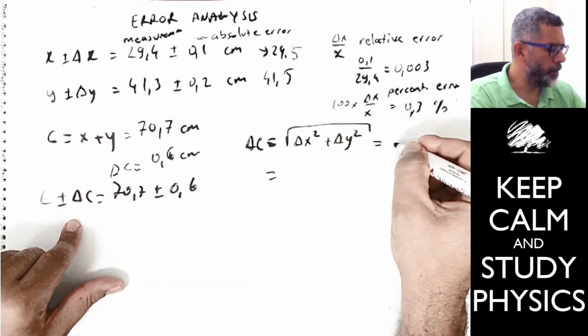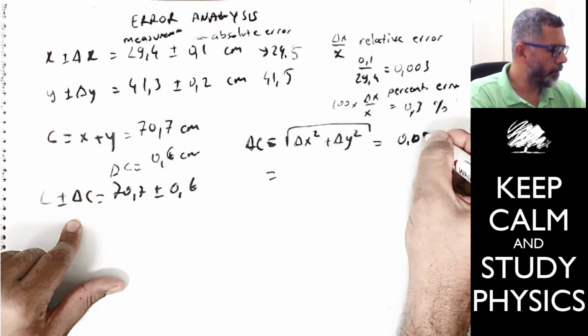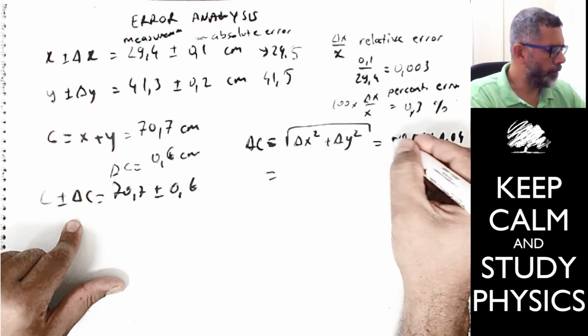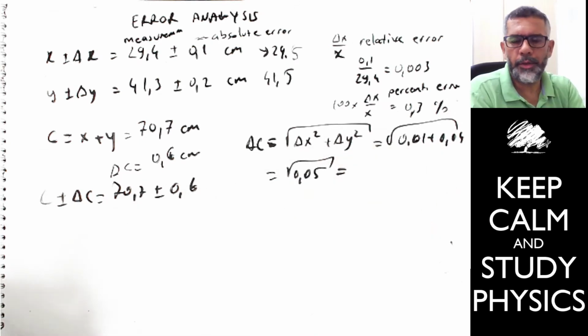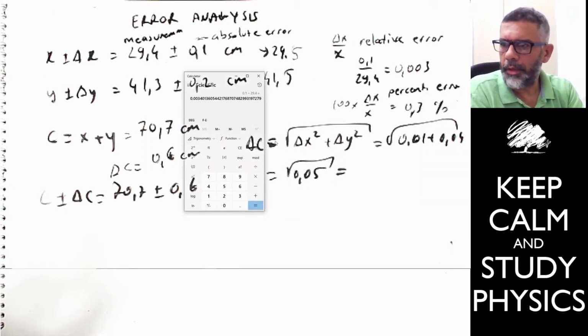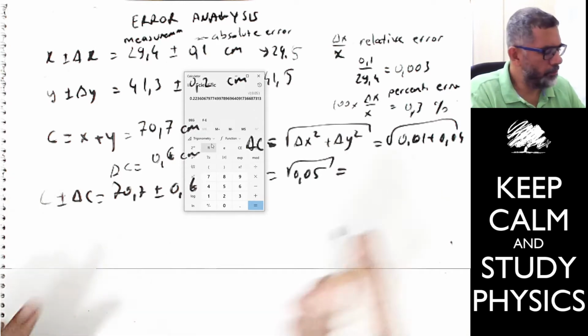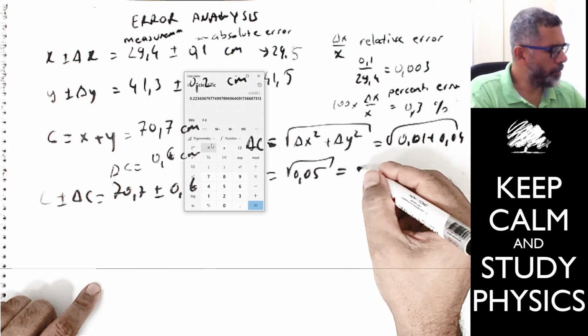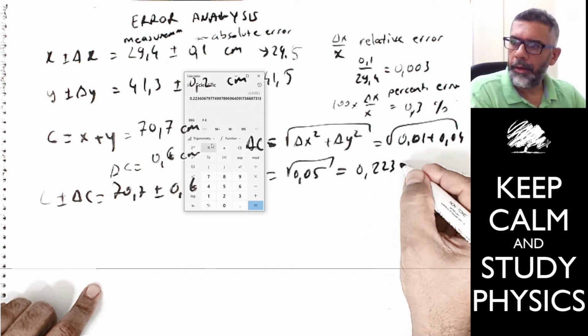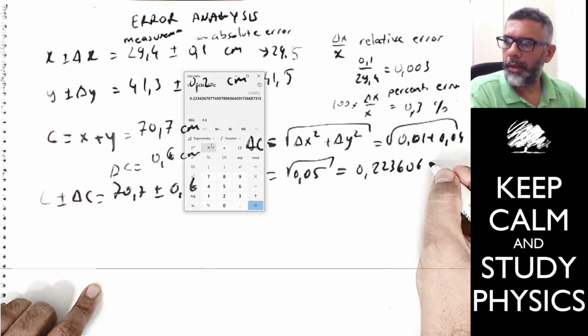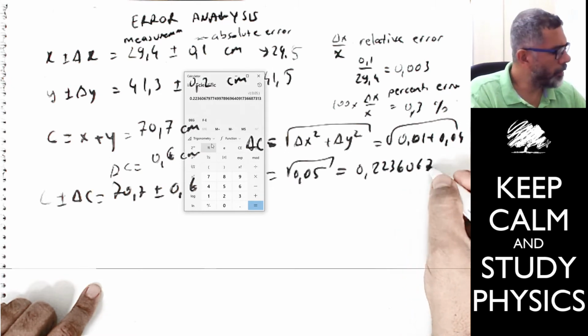So if you do this, 0.01 plus 0.04 and take the square root, so the square root of 0.05. Let's do this also in your calculator. Taking the square root of 0.05, we have a bunch of numbers after the decimal point: 0.2236067977.